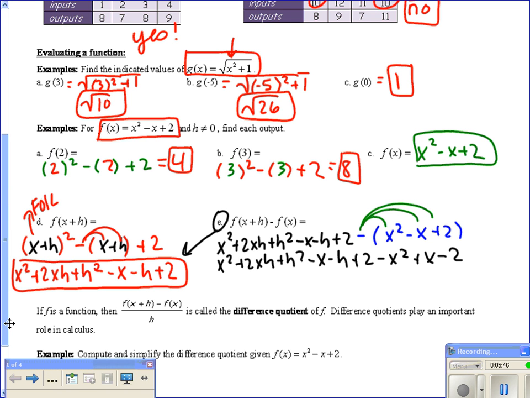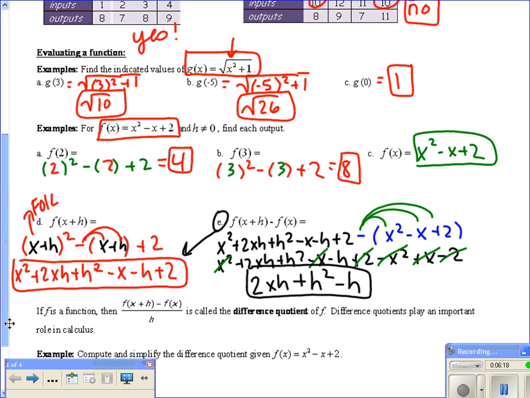Now I can look for like terms to combine. So x squared and negative x squared cancel out. I have negative x and positive x, which cancels out. And I also have 2 and negative 2, which ends up canceling out. So for this problem, notice that I am left with 2xh plus h squared minus h, and nothing simplifies any further, so this would be my solution.